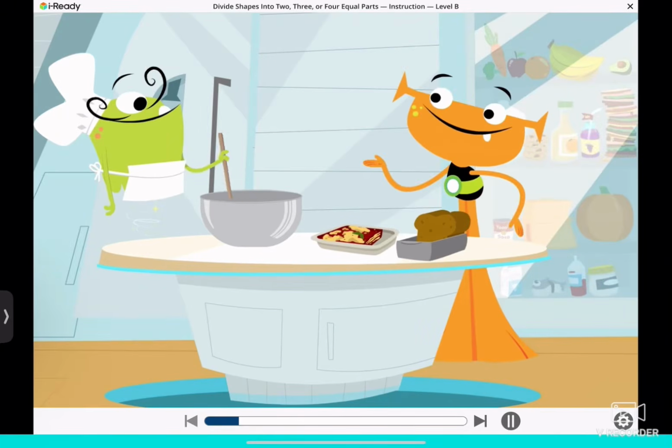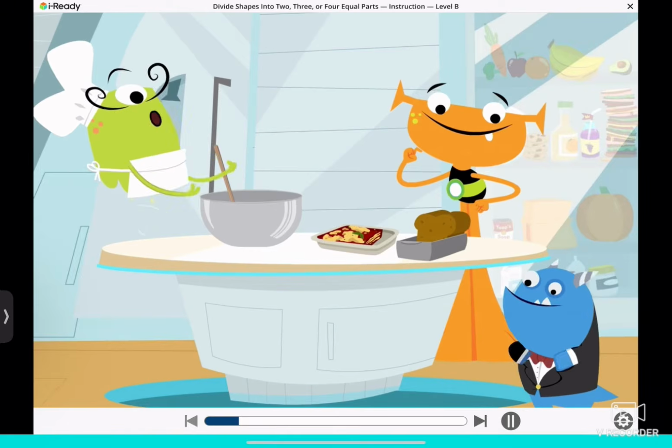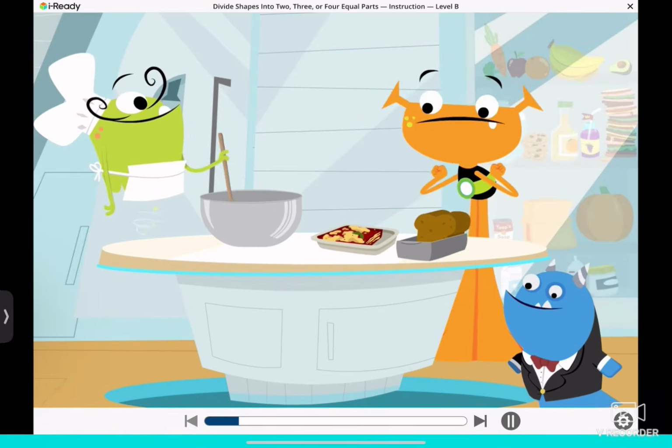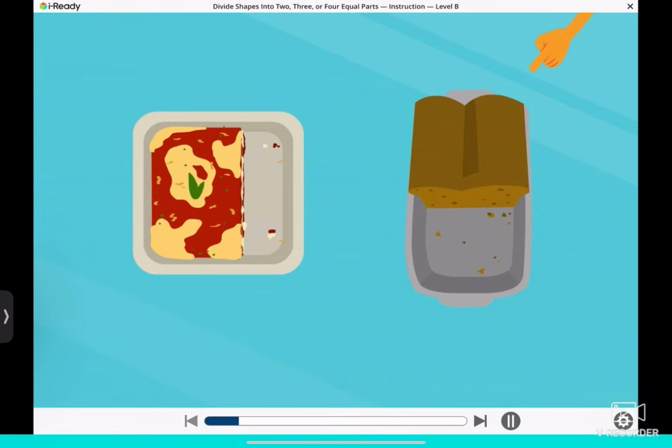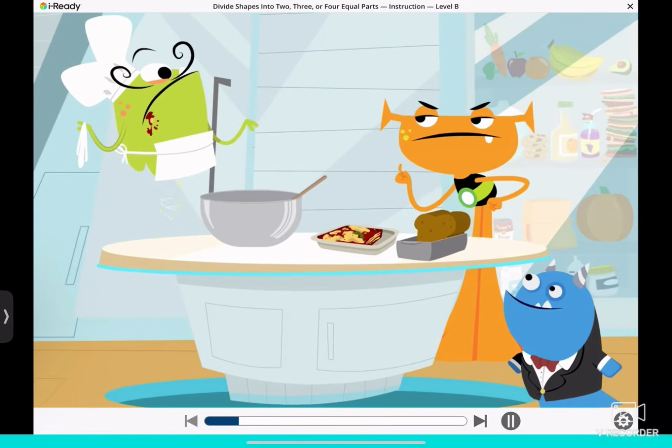Chef Yoop. What is on the menu? I'm cooking for Snarg's dinner party tonight. Yum! Hey, Yoop. Half of that banana bread is missing. And a third of that lasagna is gone. I don't know how that happened.